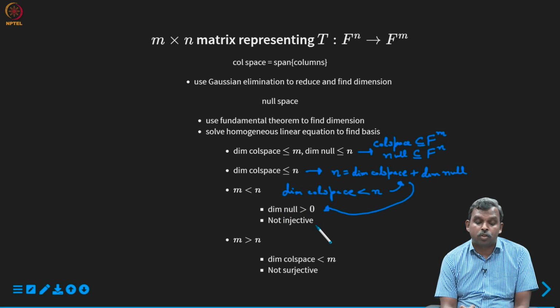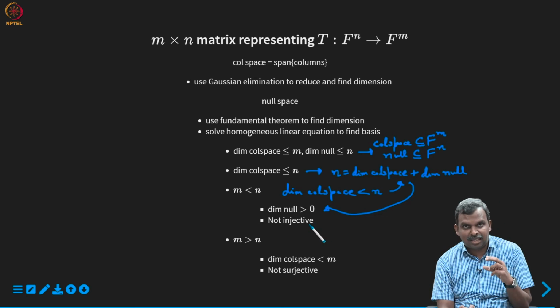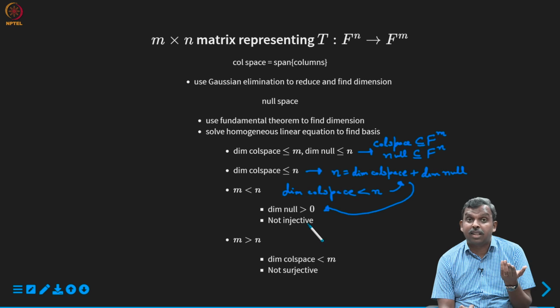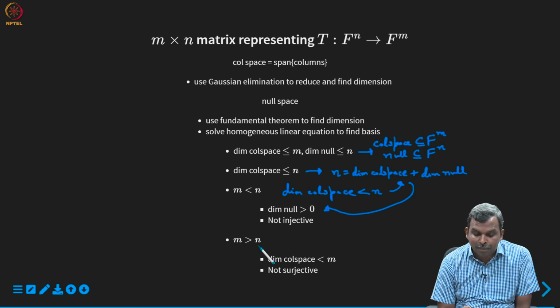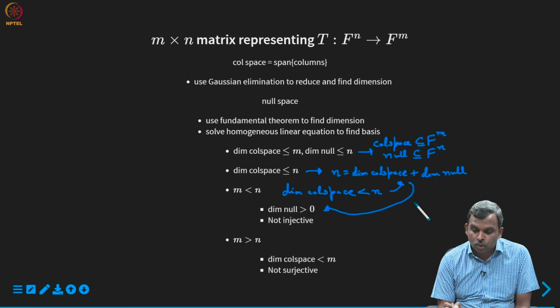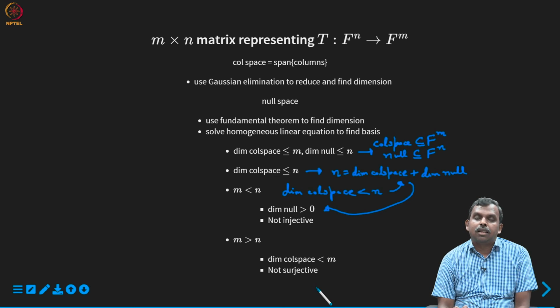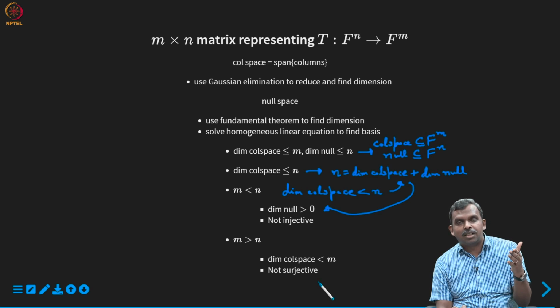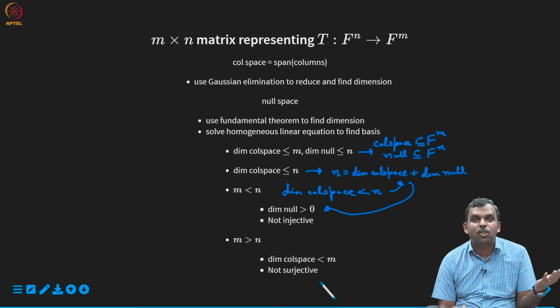That means it's not injective. So if the number of rows is less than the number of columns, then that matrix cannot represent an injective linear map. It can never be injective. The contrasting case is m greater than n, when the number of rows is greater. You have a tall matrix. In that case, using the result that the dimension of the column space is less than or equal to n, you simply get that the dimension of the column space is less than m. So you can conclude that the linear map can never be surjective. When you go from smaller dimensions to larger dimensions, you can never fill up the entire space, so it will never be surjective.